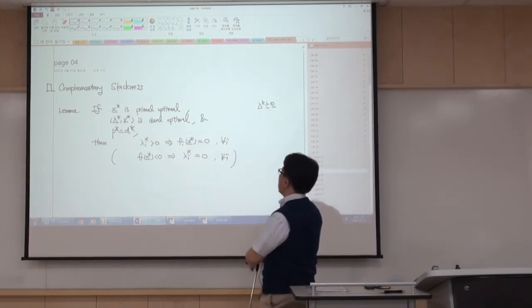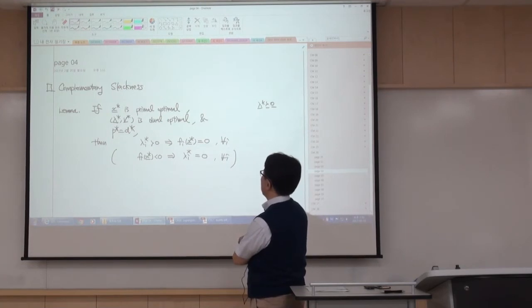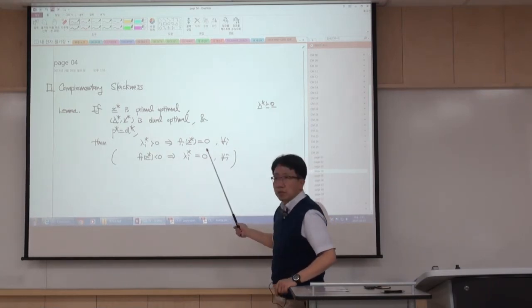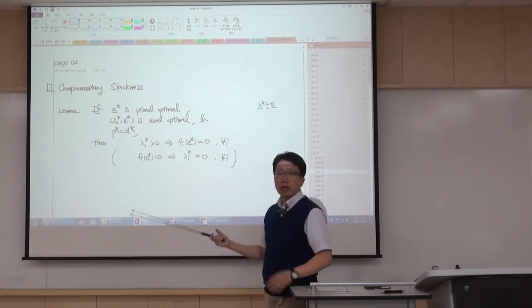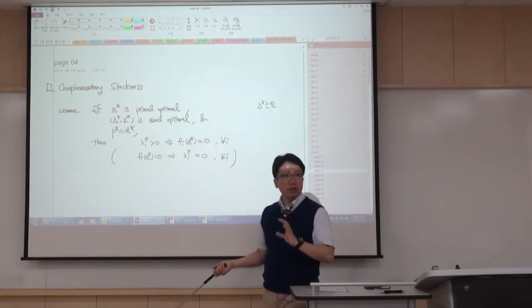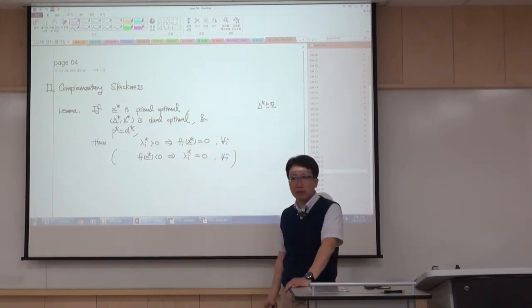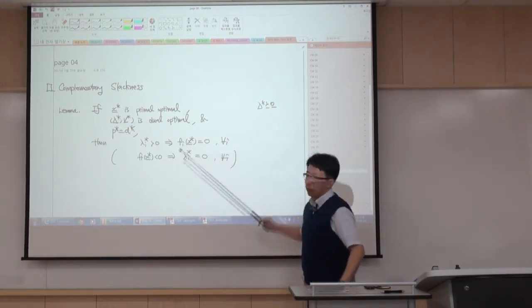Yeah, let me check. 0 less than... Yeah. Let me see. Is it true? Yeah. But less than 0 is impossible because when we define our Lagrangian and Lagrangian dual function, we assumed lambda i's are always greater than or equal to 0. Got it? So these two are the same.